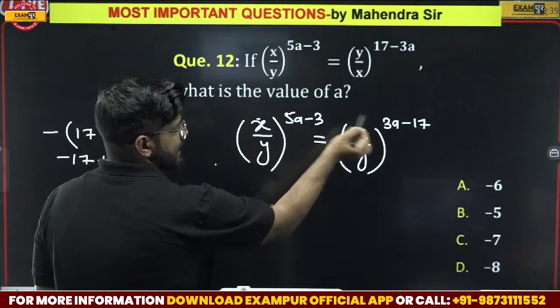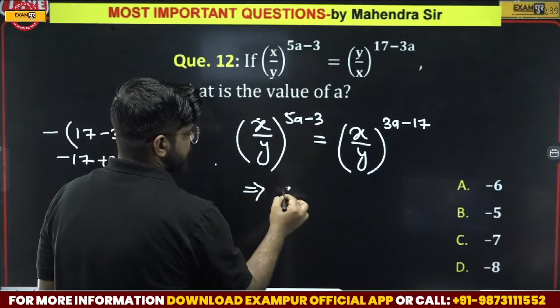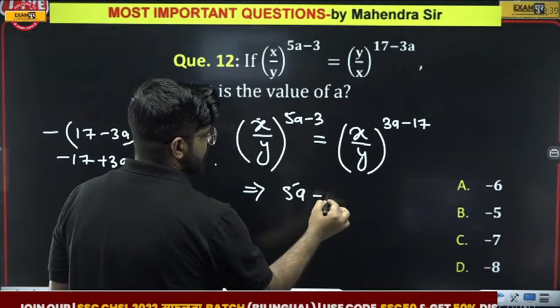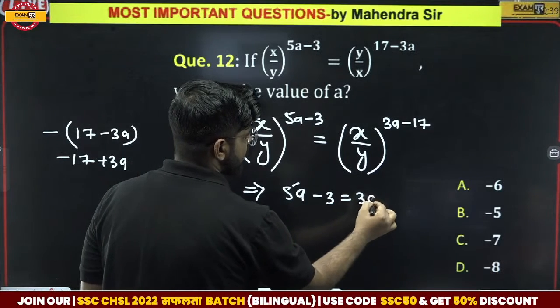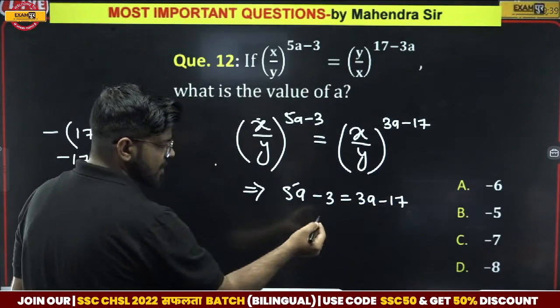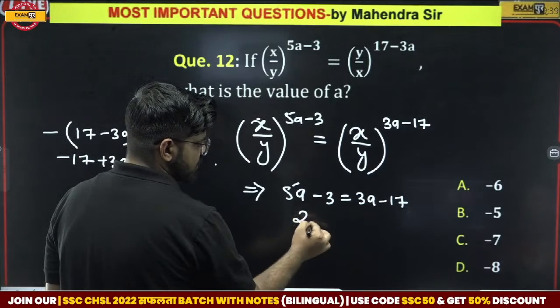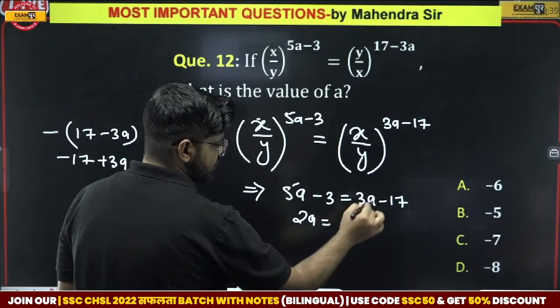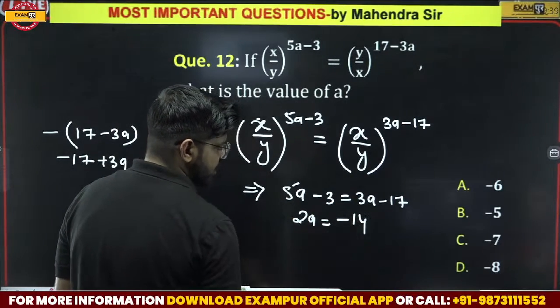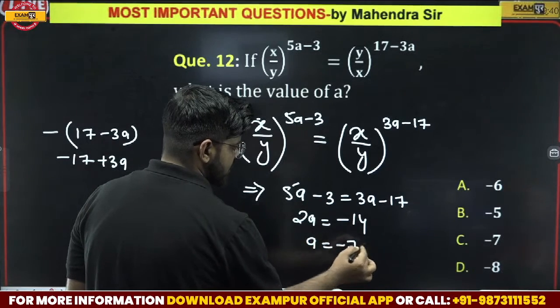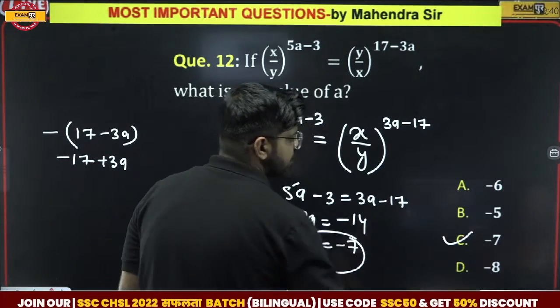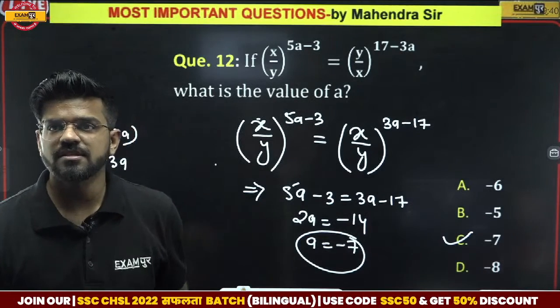So now you can directly compare the powers. What we will get? 5a minus 3 is equal to 3a minus 17. Now 3a will come here, then we will get 2a, and this will get minus, then we will get minus 14, and a will be minus 7. What will be a? A will be minus 7. So option number C is my right answer.